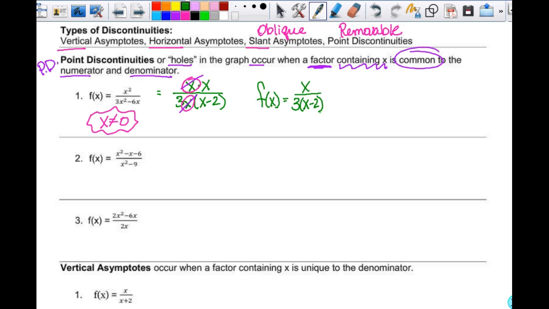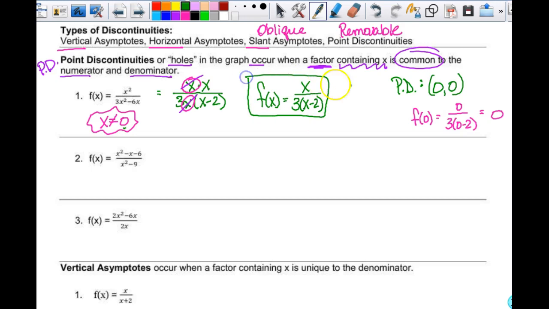My point discontinuity that I'm going to have has an x value. This is the x value of my point discontinuity because there's going to be a hole there. X can't equal 0, right? And then I got to figure out what the y value is. So in order to do that, I have to find f of 0. So it's going to give me 0 over 3 times 0 minus 2. So what does that give me? 0, which means I'm going to have a hole here at 0, 0.